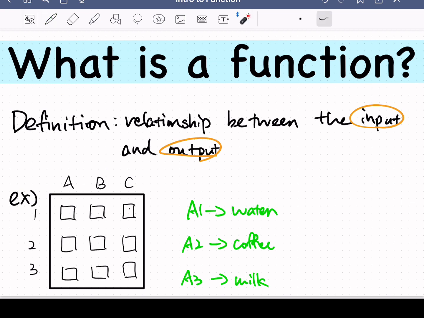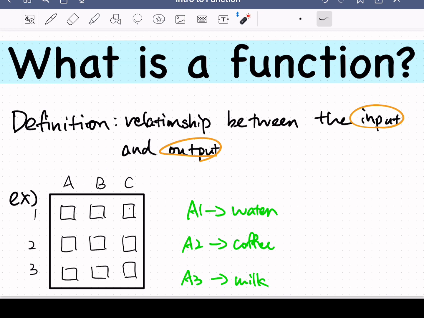What I mean by that is when you push A1 in the morning, you get water. And then when you push the button A1 in the afternoon, you get coffee. And then when you push the same button in the evening, you get milk. Then again, this vending machine is not working. Sometimes you get water, sometimes coffee, sometimes milk. This is not a valid vending machine, so this is not a valid function.